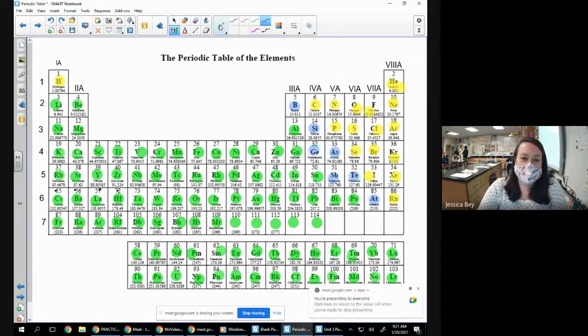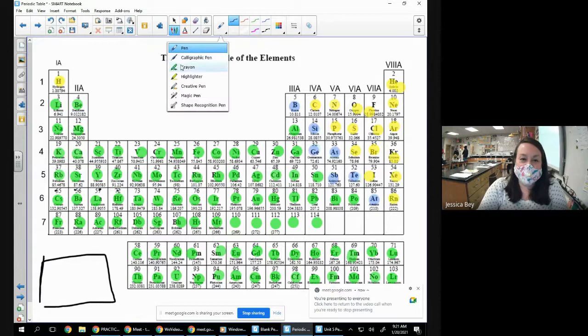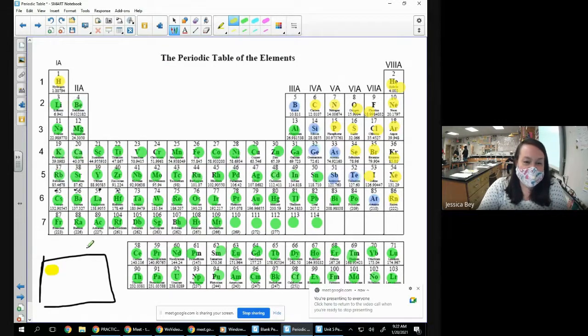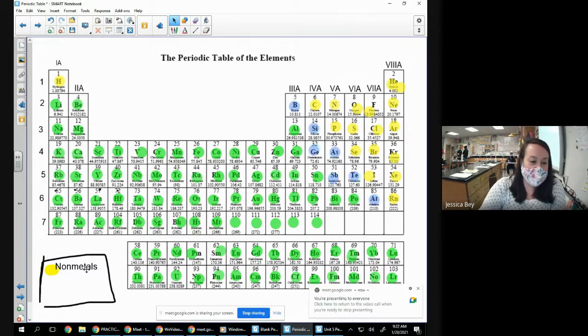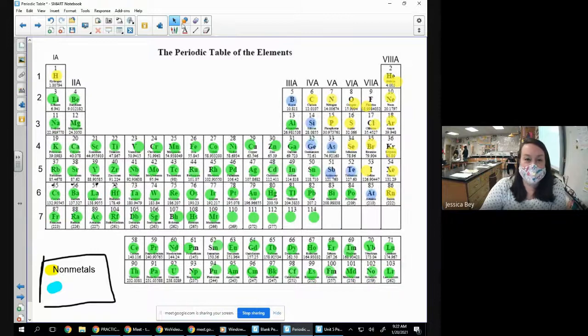And then I would make sure you write a little key to yourself, maybe at the bottom here. Make a little key that says, the yellow ones happen to be non-metals. And then the blue ones happen to be, that's not even the same color blue, but you know what I'm saying, metalloids. And then the other ones would be metals. Okay? So I'll leave this up here.